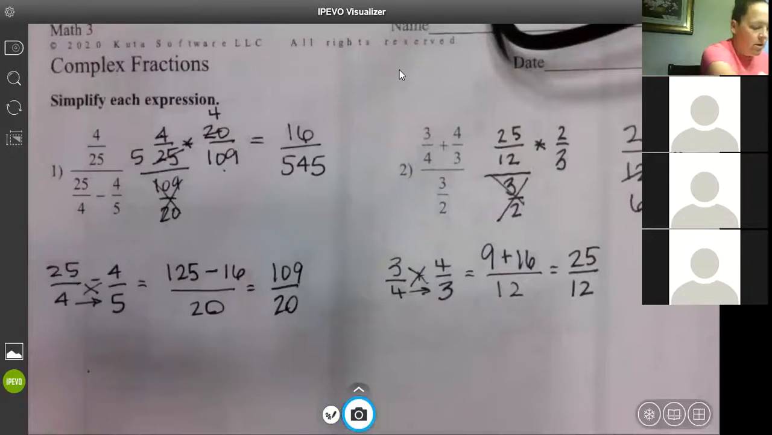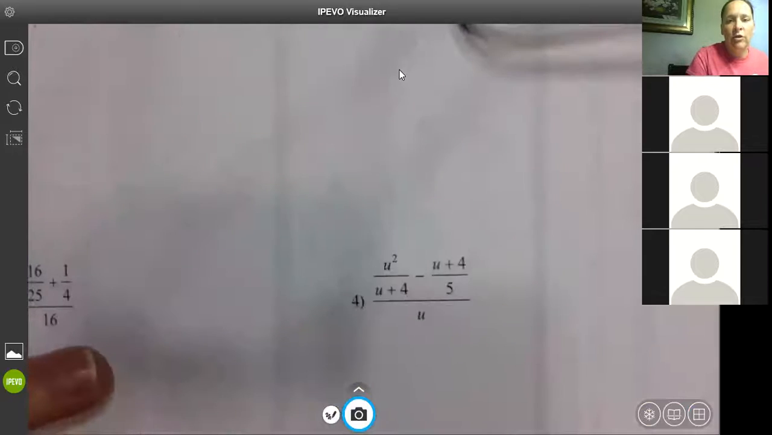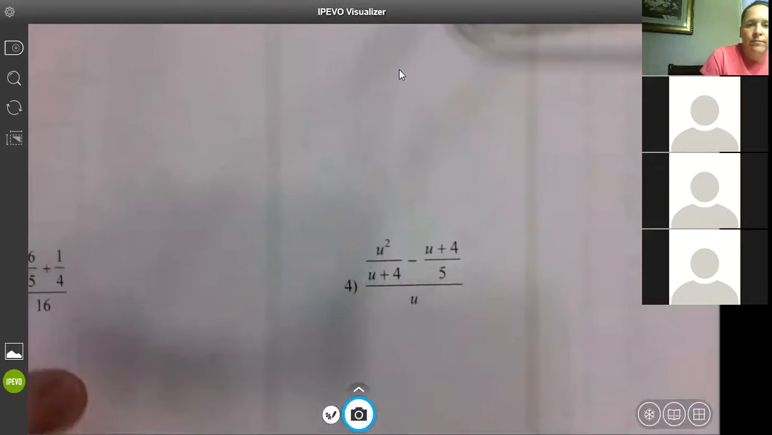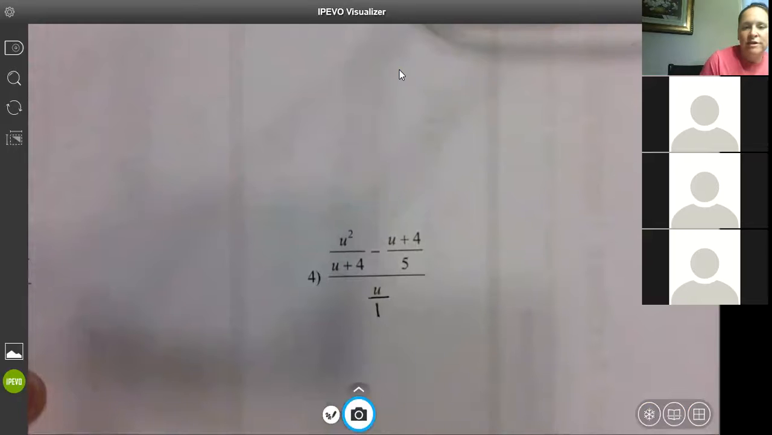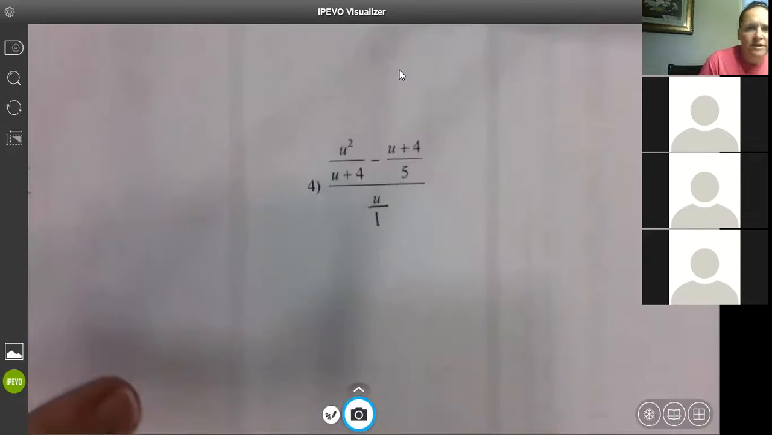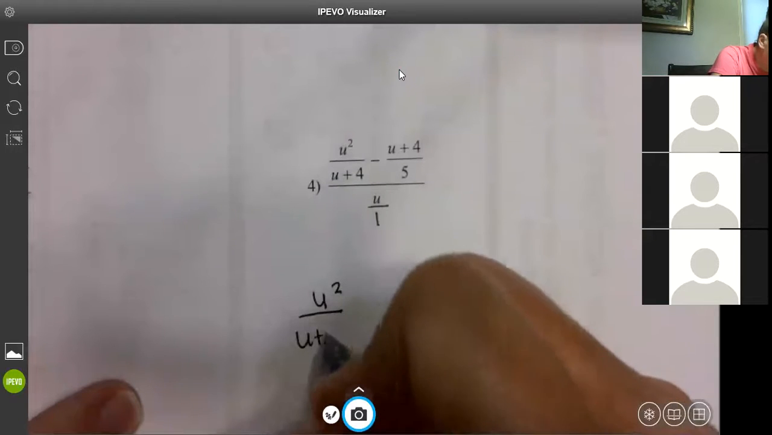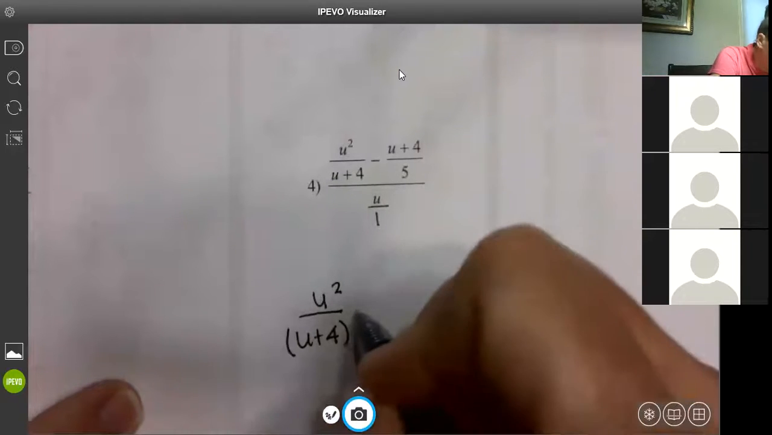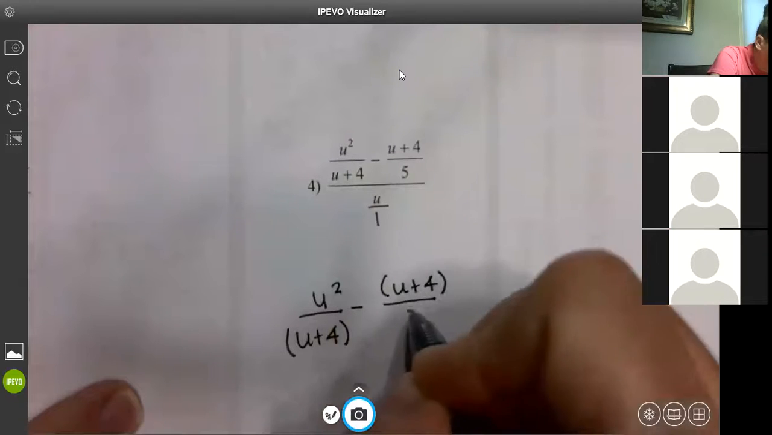Okay. All right, so I'm going to move on from number 3, and I'm going to do some with variables in it. Okay. This is still a fraction within a fraction, but we're going to change this to u over 1. We need to clean up the top first, though. So I'm going to work it out down here. U squared over u plus 4, and I'm going to put that in parentheses, minus u plus 4 over 5.